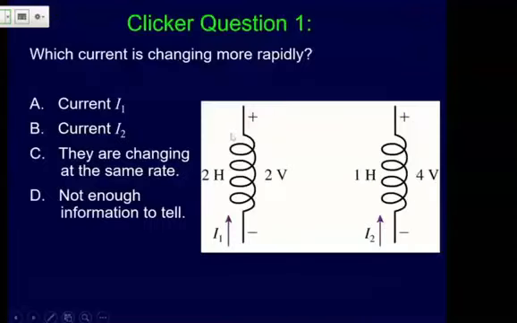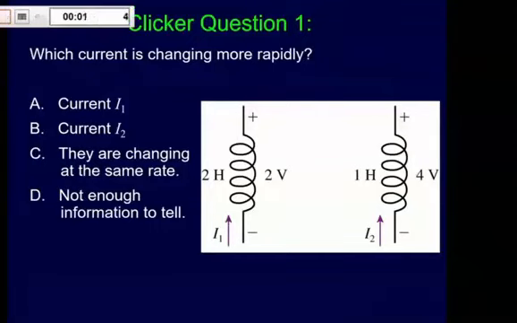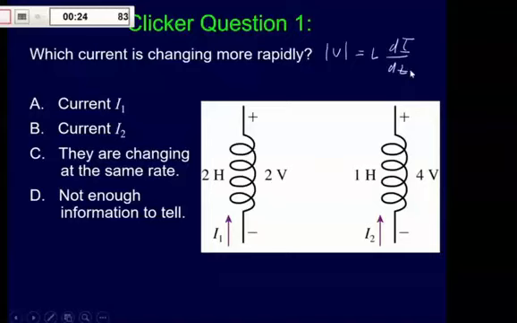So let's try a question here. Which current is changing more rapidly? As a hint, we have this new equation that says our potential equals L times di dt. And we give you information. There are two inductors, and we tell you the inductance, which is 2 Henry and 1 Henry.